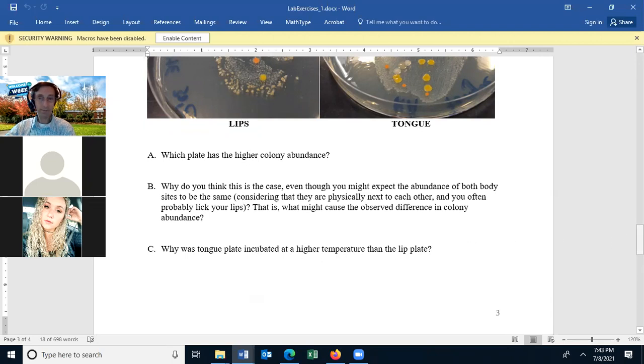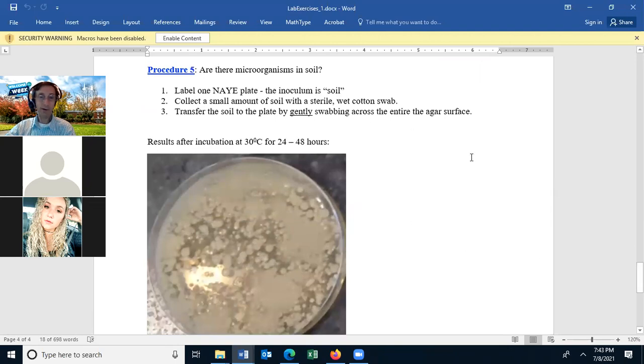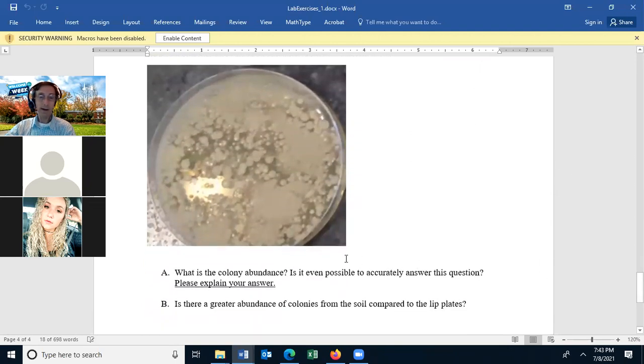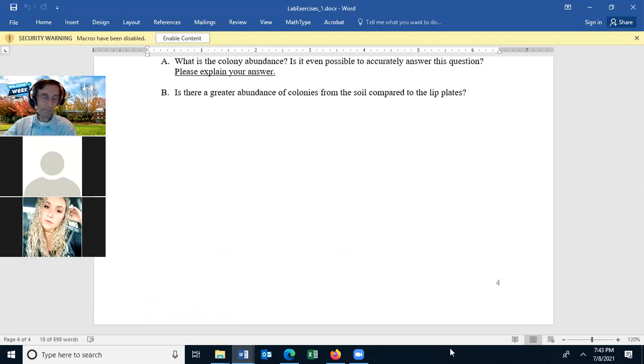So answer that question. And then lastly, are there microorganisms in the soil? Here we inoculated a plate with a little bit of soil. You need to tell us, what is the colony abundance? And is it even possible to accurately answer this question? Explain your answer. And is there greater abundance of colonies in the soil compared to the lip plate? So write up your answers and then submit them in Canvas.